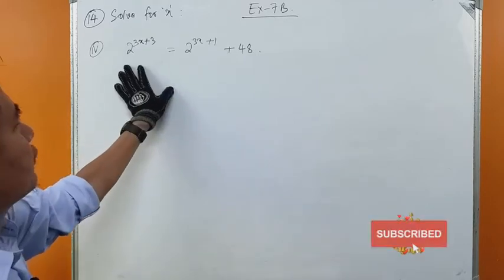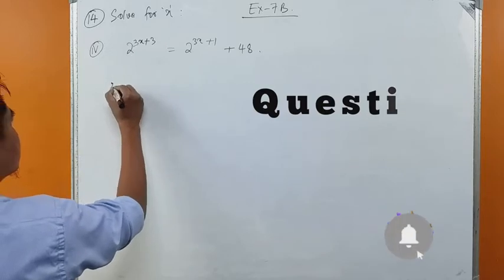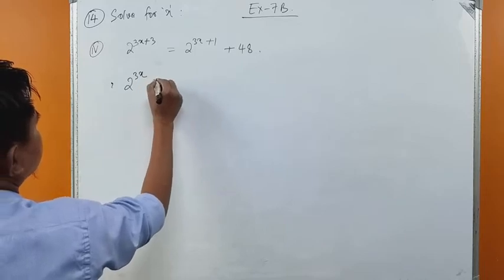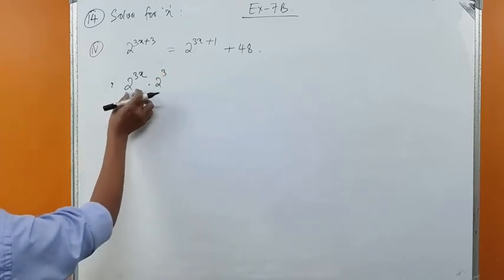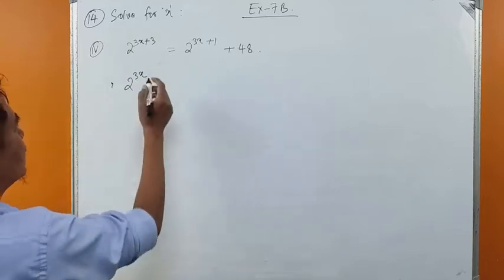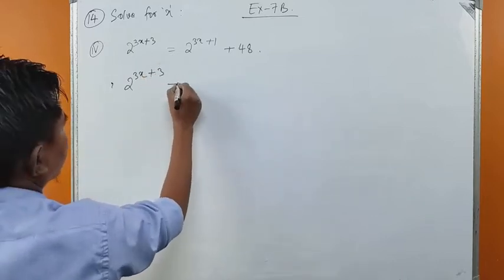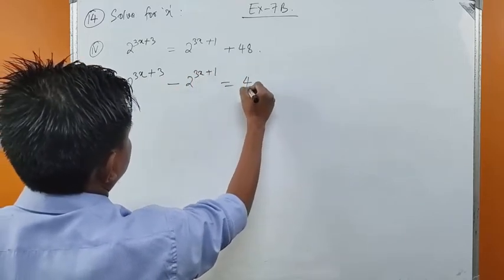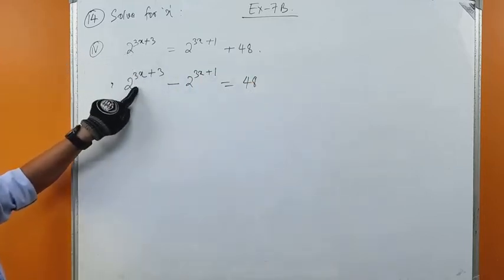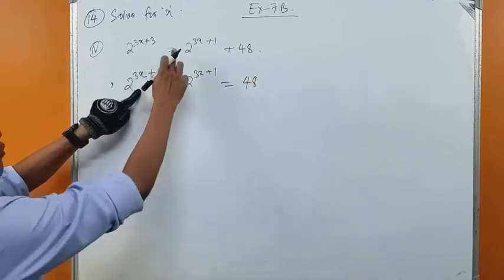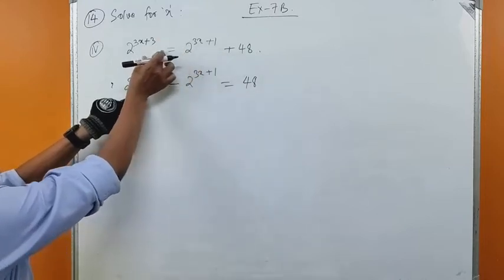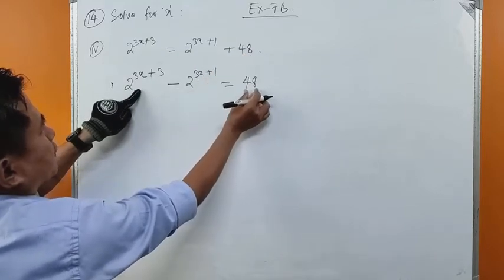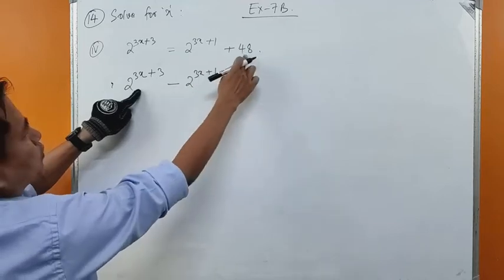So we are asked to find the value of x from this equation. So this is 2 to the power 3x, into, we can write 2 cubed. 2 to the power 3x, first let me copy this as it is, 3x plus 3 minus 2 to the power 3x plus 1 equals to 48. 48 is now left in the right hand side.